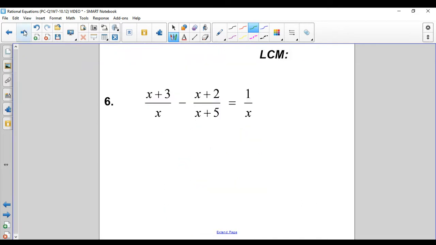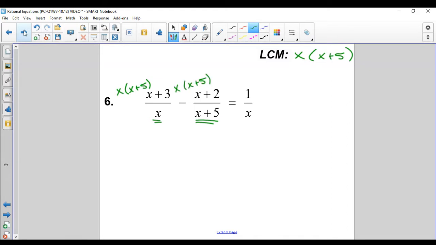Same deal here with the lowest common multiple. Now here's where you've got to watch yourself. x and x plus 5 are two completely separate terms. So we're treating it like the 3 in the last example. So x times x plus 5 is your lowest common multiple. So we need to multiply everything by those two values.